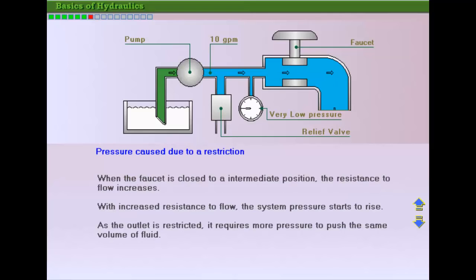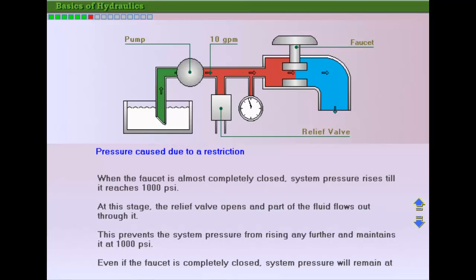As the faucet is closed to an intermediate position, the resistance to flow increases. With the increased resistance to flow, the system pressure starts to rise. This is shown by the pressure gauge. The faucet is closed still further and the system pressure rises. It reaches 1000 psi. The relief valve opens and part of the fluid flows out through it. This prevents the system pressure from rising any further, and the system pressure is maintained at 1000 psi.